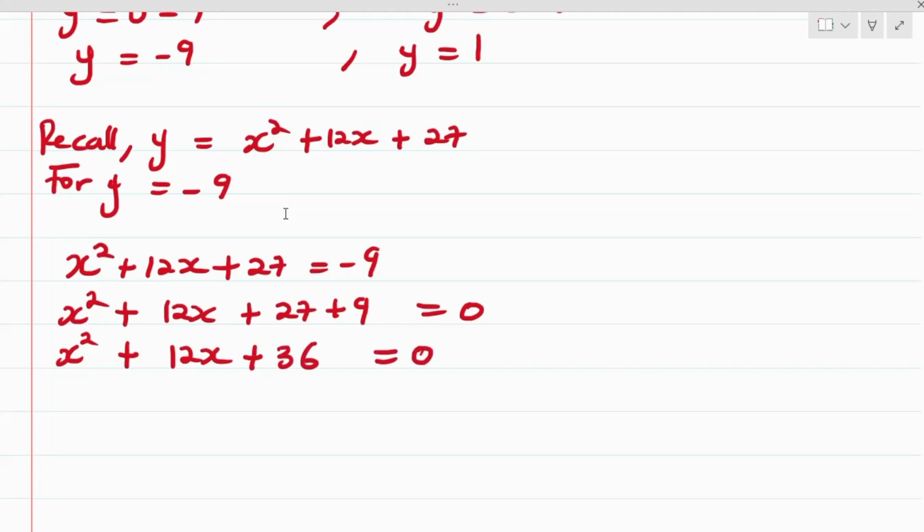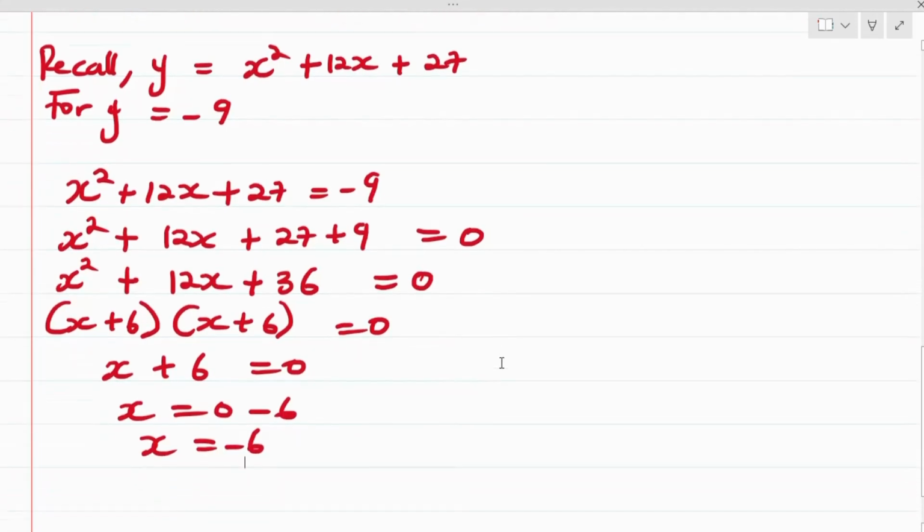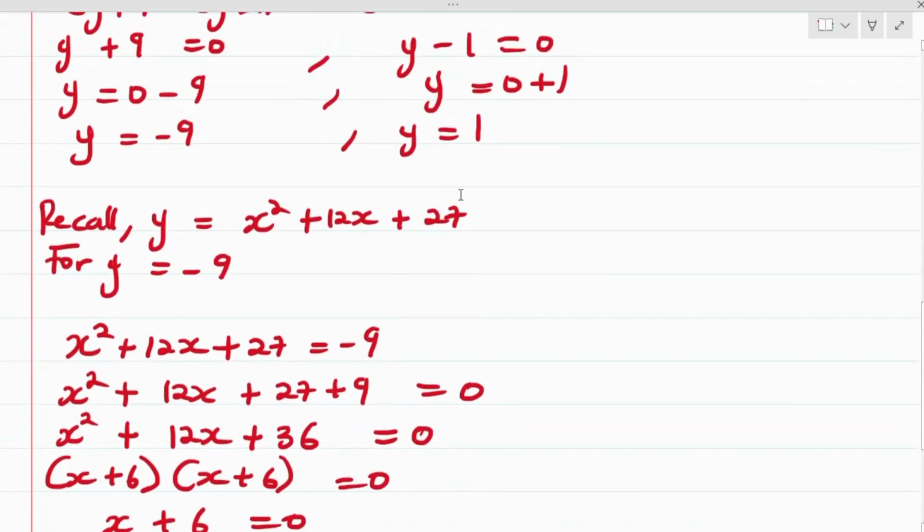If you factor this out, we have (x plus 6)(x plus 6) equal to 0. So I'm just going to work with one of these. That simply means we have x plus 6 equal to 0. So x is equal to 0 minus 6, and x is equal to negative 6. So from here, we have the first value of x. Let's now solve for y equal to 1.